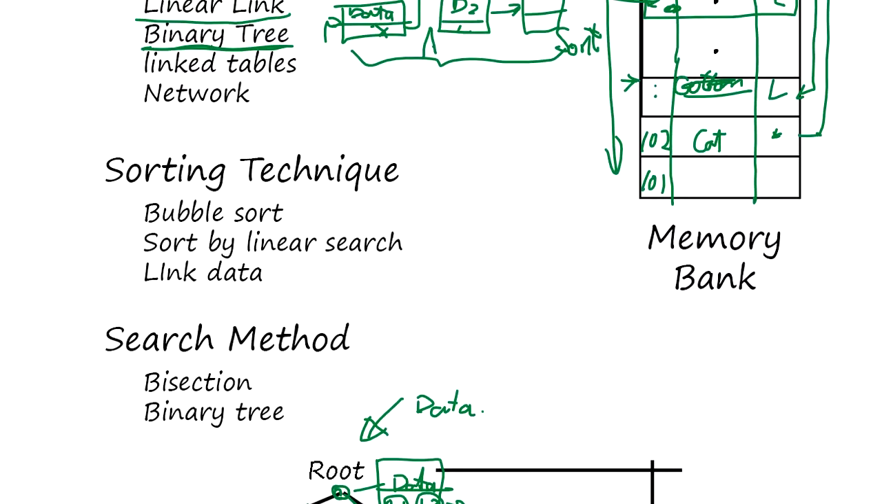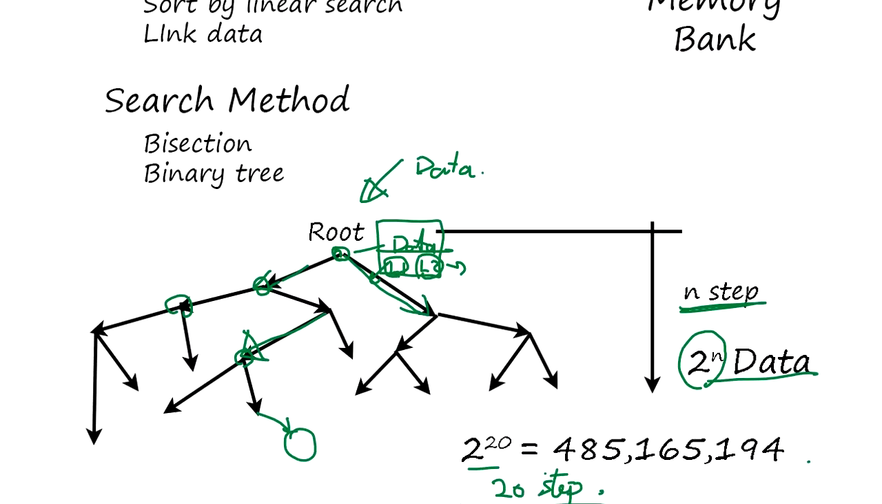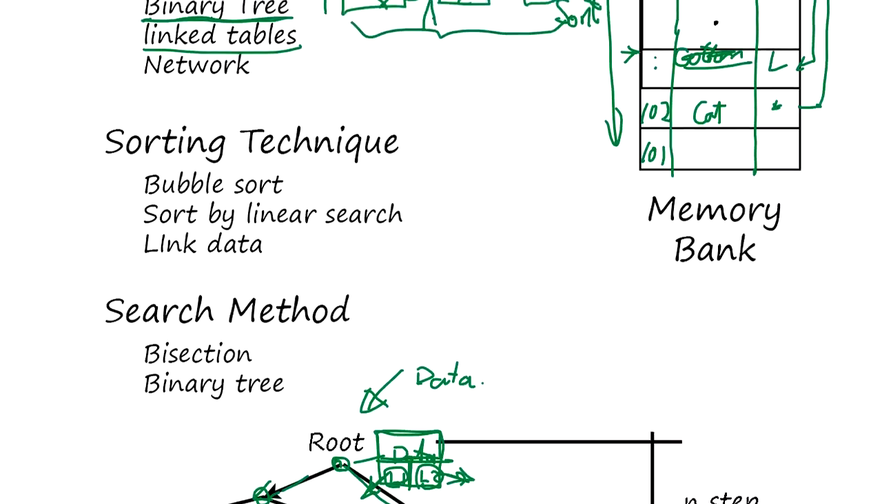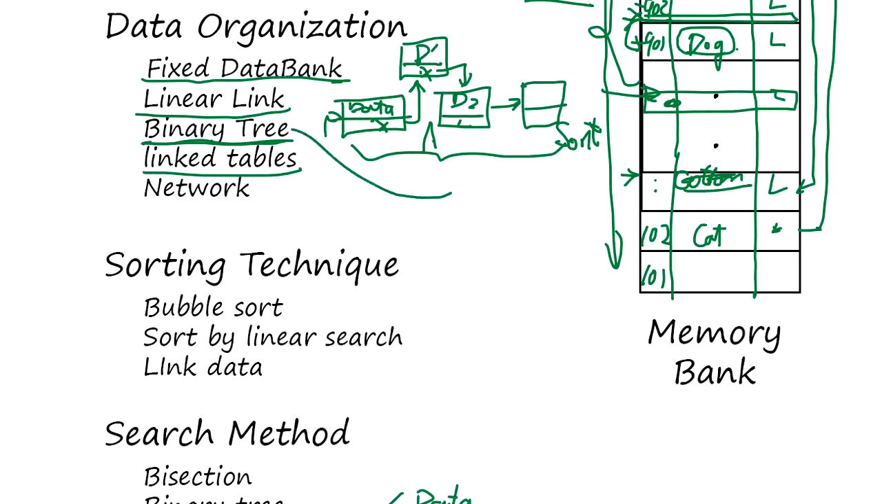Now, the problem with the binary tree is, if you look at this, you have a data and you have 2 link addresses. So you waste a lot of memory, and management of these links is going to cost you. Search time dramatically decreases, but the cost increases. So it's a trade-off of search time versus cost of memory.